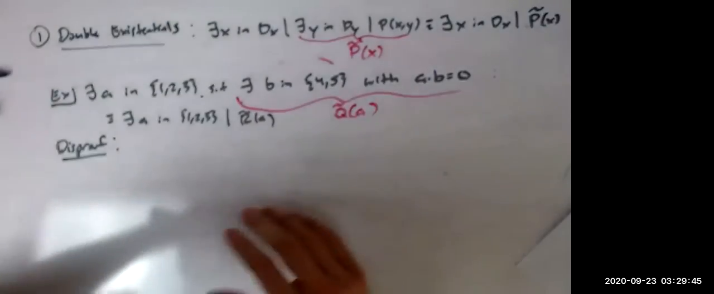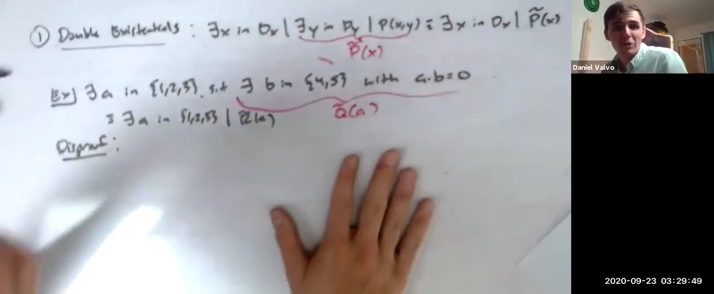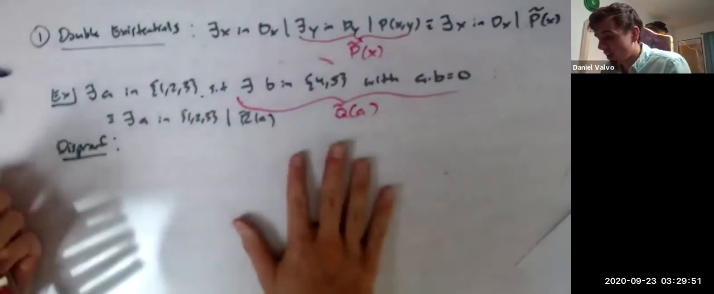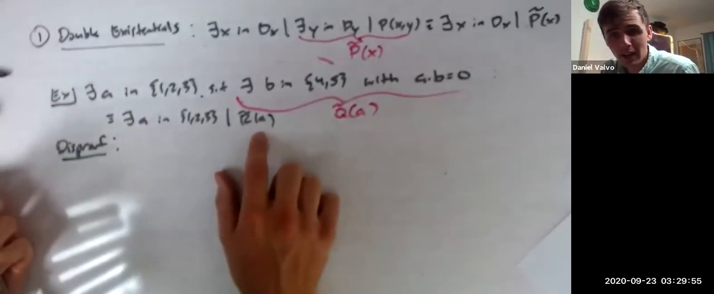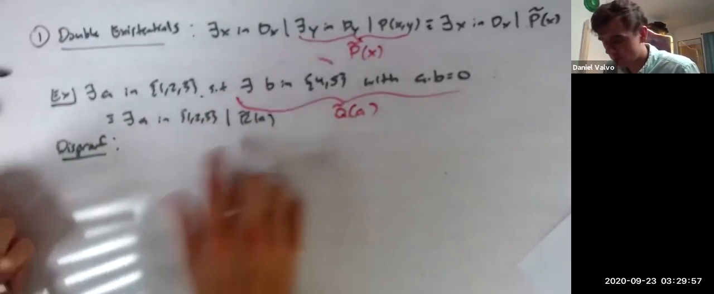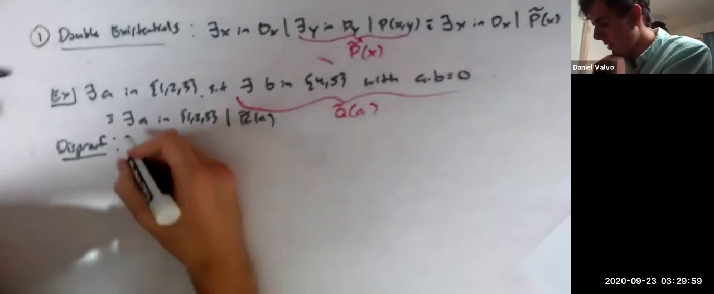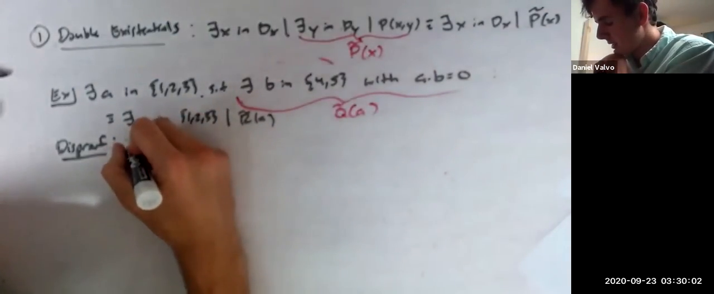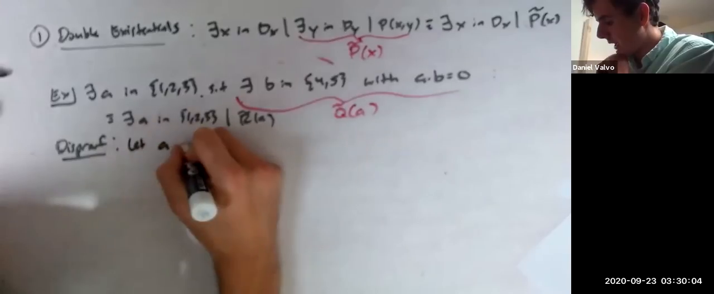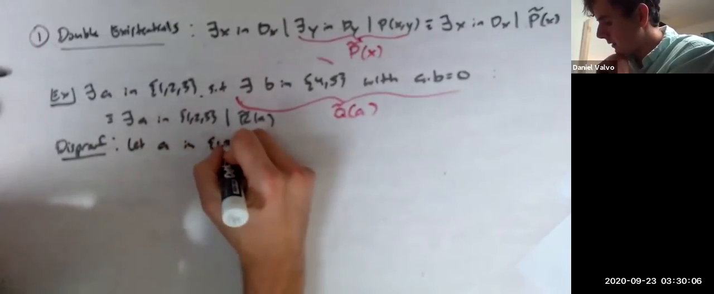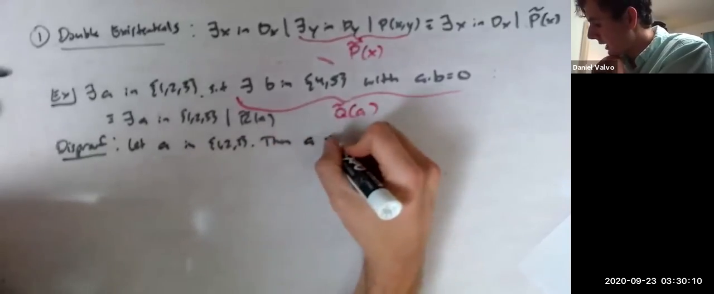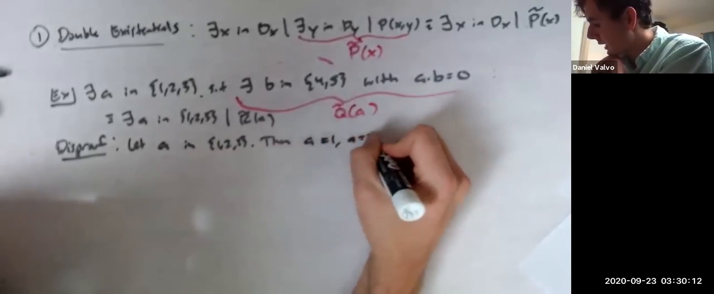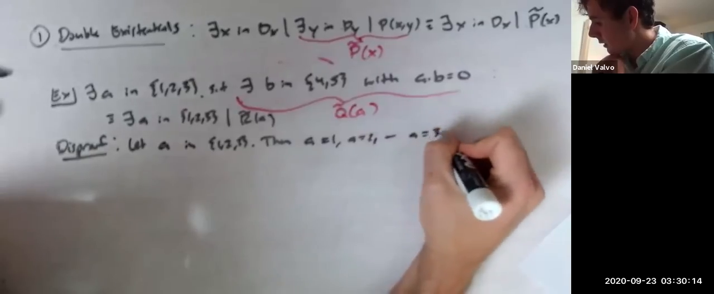Is that just exhaustion? Method of exhaustion. Exactly, right? You have to show that for all A in here, R squiggly A is going to be false. So, to disprove, all I have to say is let A be in 1, 2, 3, then A equals 1, A equals 2, or A equals 3.